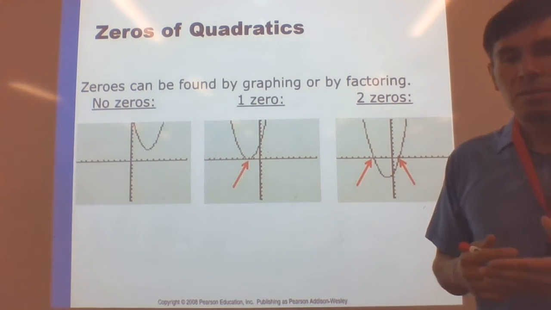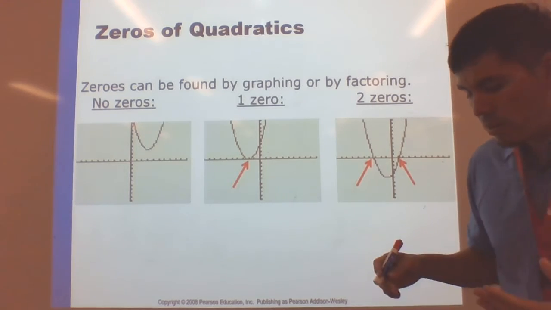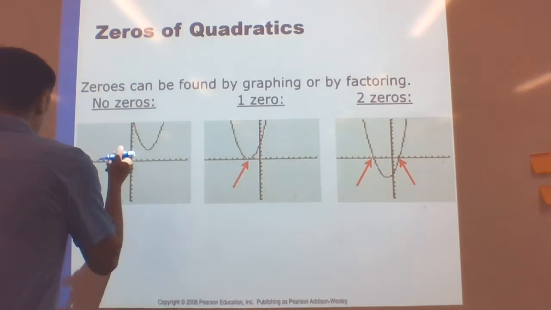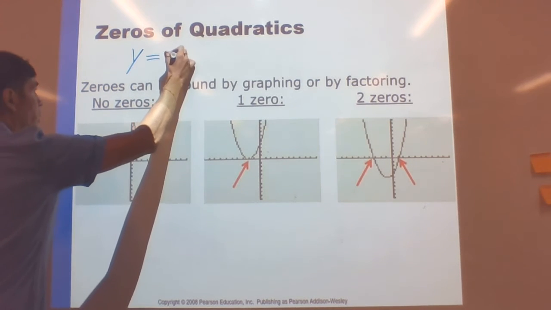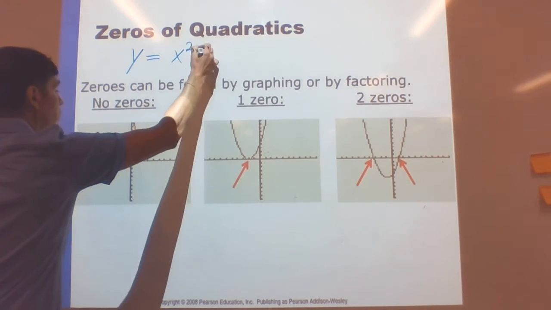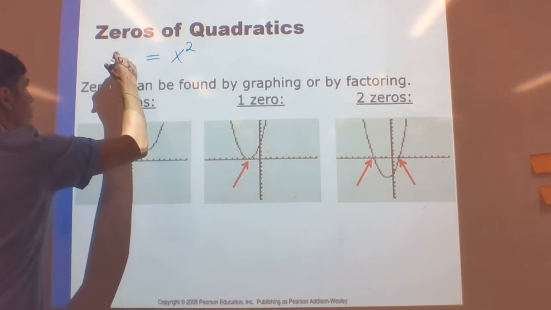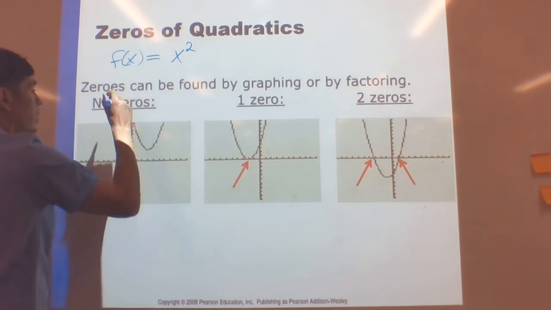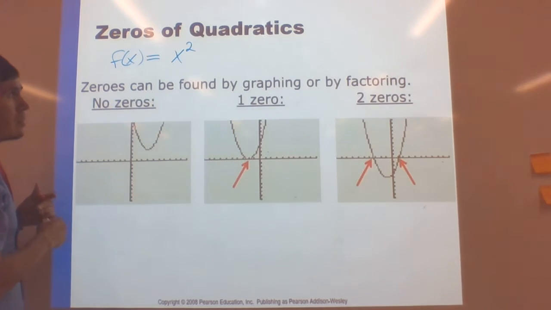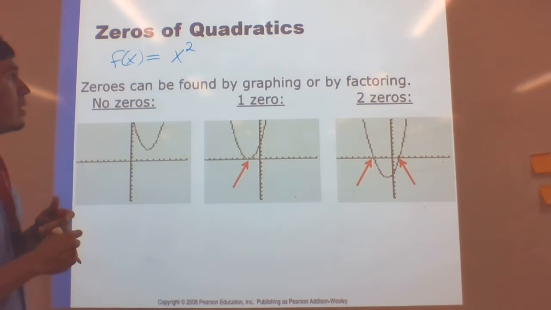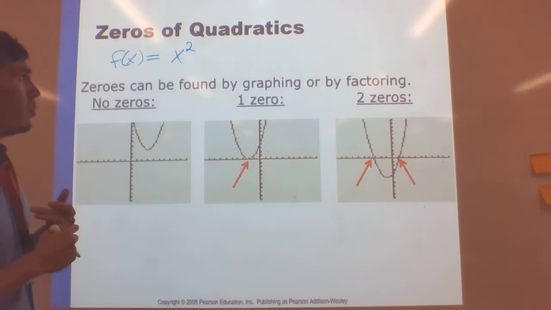When I say find the zeros of a quadratic, really this means that we have this function here, this equation. And really, if you want to give it function notation, okay, this is a function. This is a quadratic function, and it's going to be a parabola.